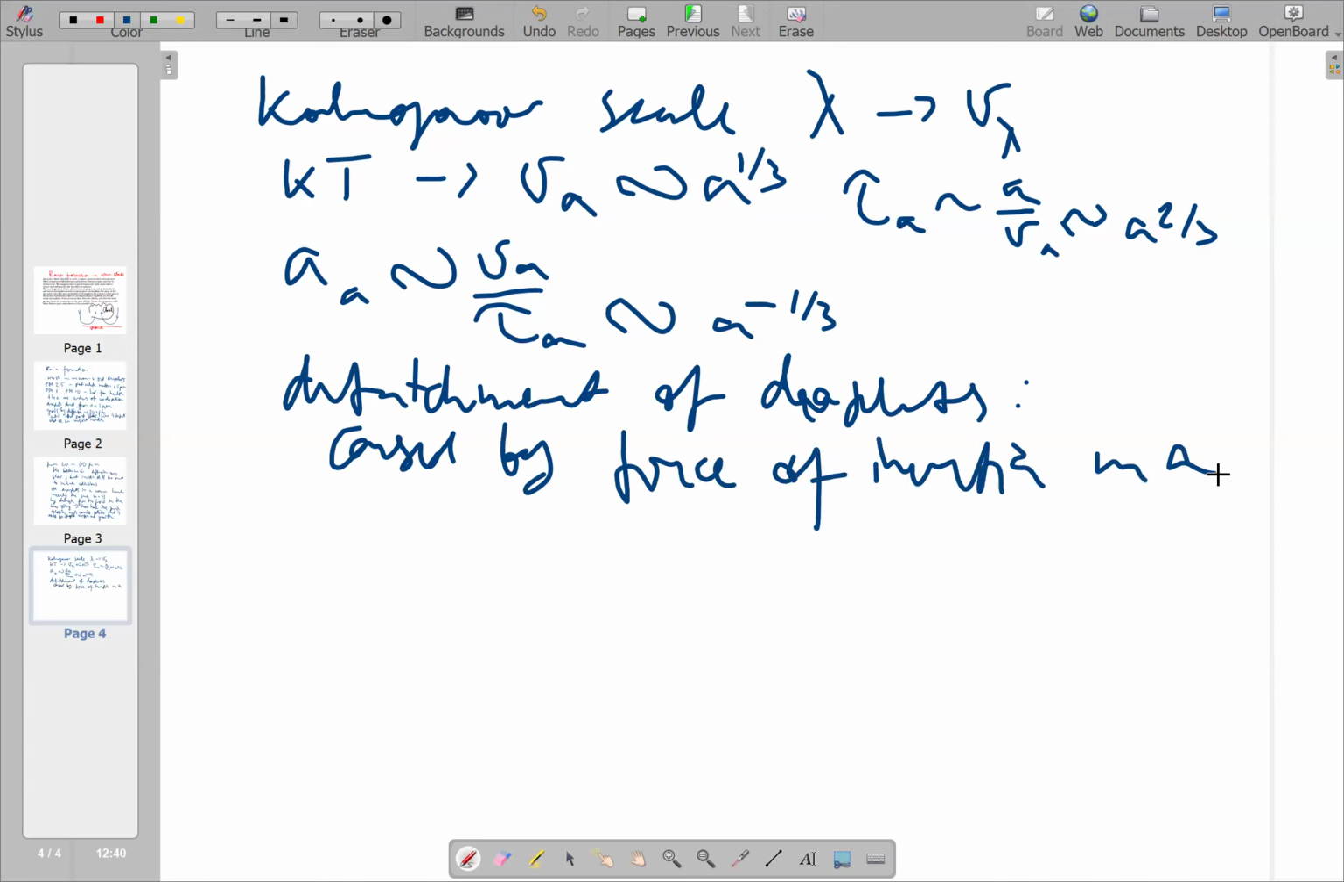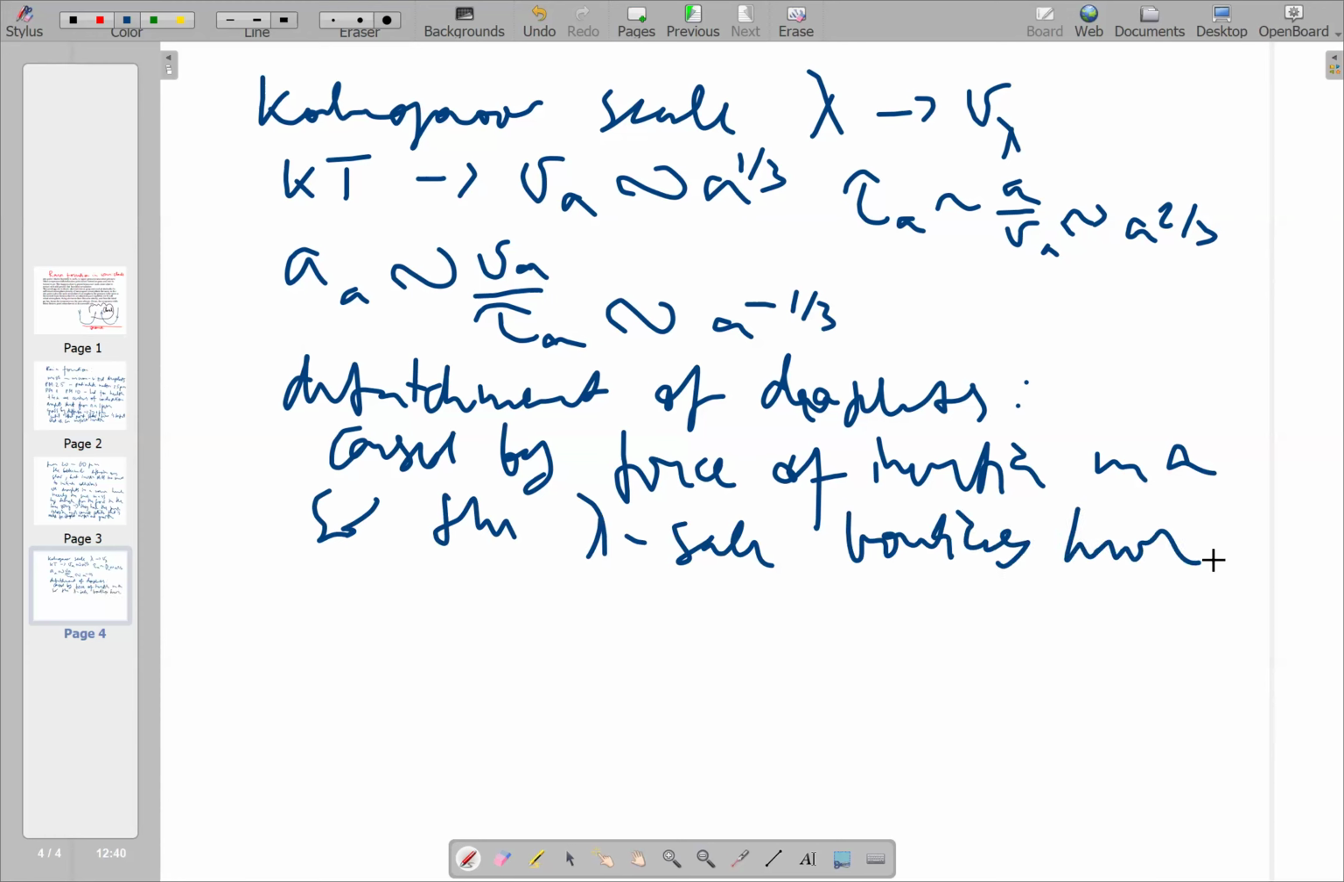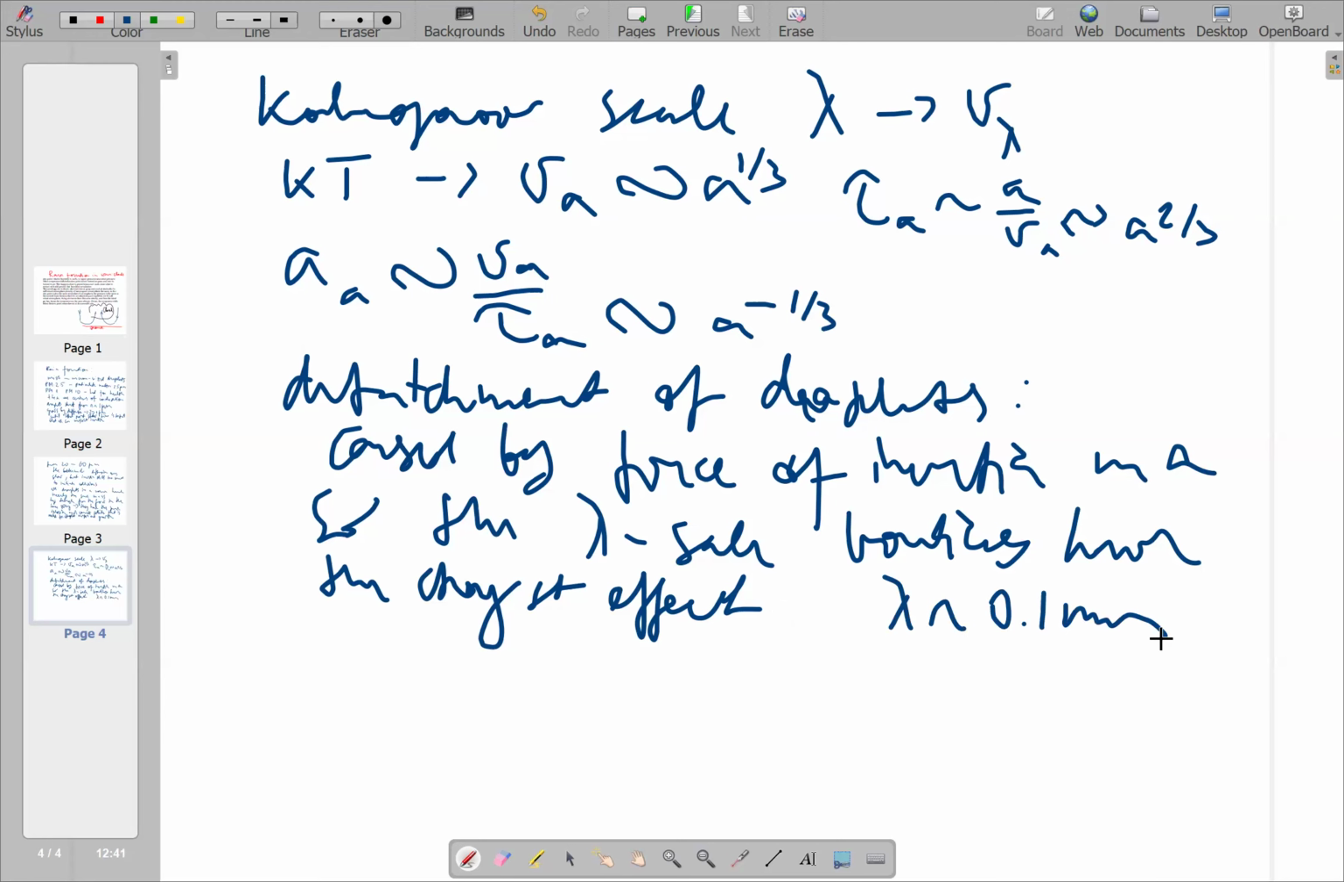Inertia is m times a, but a is proportional to the scale to the power of -1/3. So the lambda scale vortices have the strongest effect. And so now, if we take into account what the turbulence is and what the Kolmogorov scale is, something like 1 to 0.1 millimeters maybe in air, lambda maybe around 0.1 millimeter order of magnitude. So that's where the detachment happens.